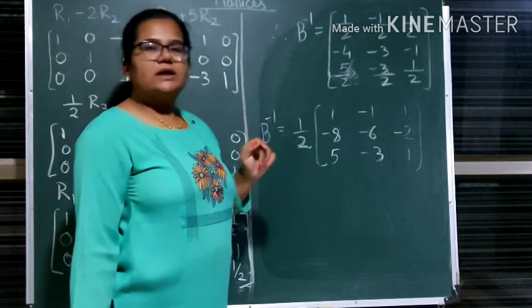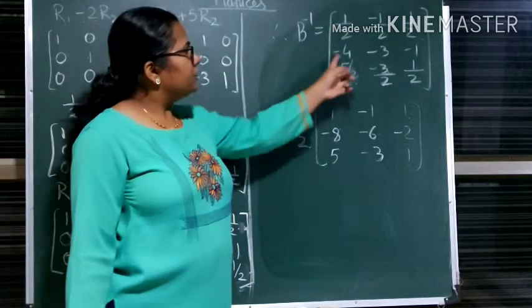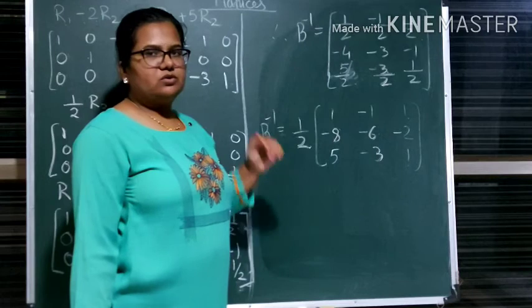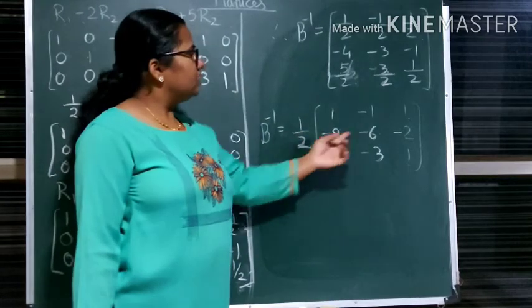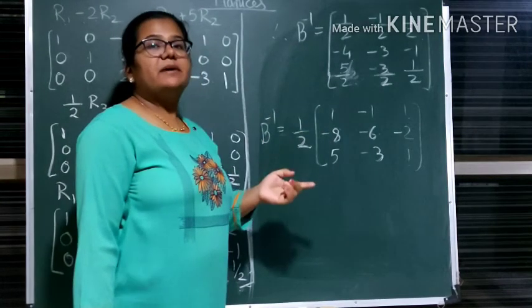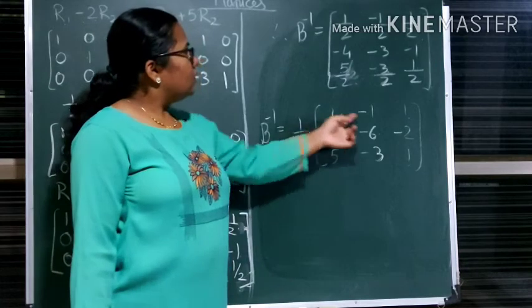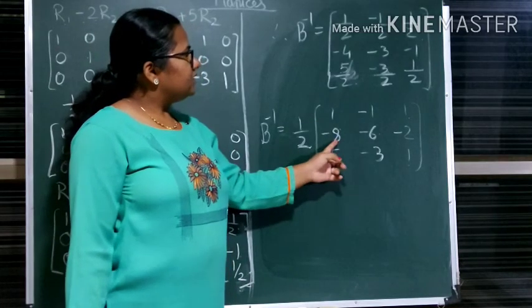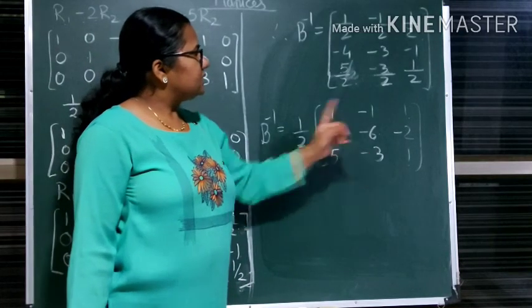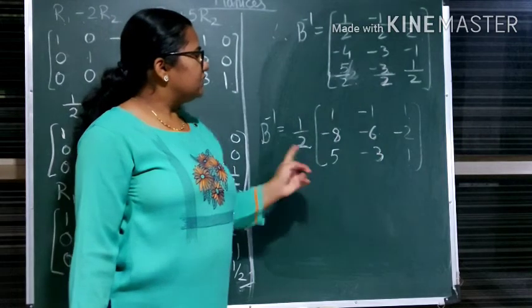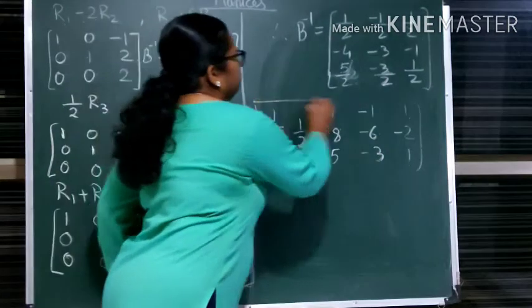Now if you want you can take 1 by 2 as common out. But in your second row you don't have 1 by 2. So when you are taking common out, what you will have to do in the second row? You have to multiply by 2. Yes. So 1, minus 1, 1. 4 minus 4 into 2 is minus 8. Minus 6, minus 2. 5, minus 3, 1. So this becomes your B inverse.